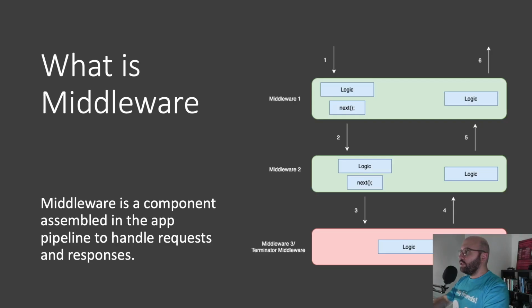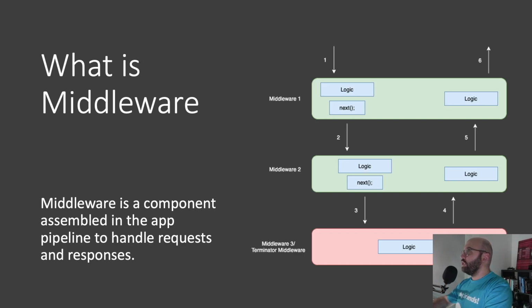So what are middlewares? Middlewares are components assembled in the app pipeline to handle requests and responses. They are chained one after another, so basically every component will be able to decide if it wants to pass the request to the next component or not. So what does that mean? It means there are pieces of code that run every time our application starts, and these pieces of code have specific actions that they need to accomplish. And every piece of code has the right to decide if it's going to pass the request to the next component or not.